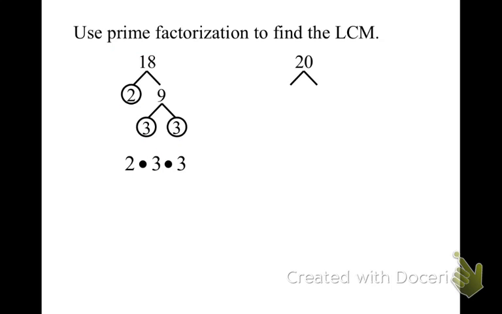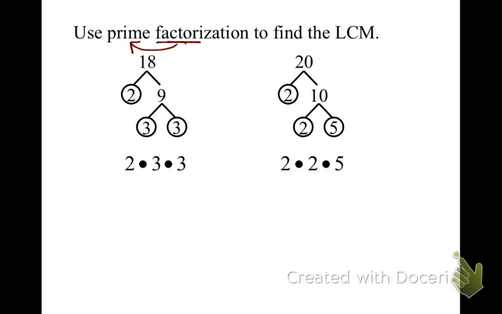Now we work on 20. So when I think of 20, I think of 2 and 10 first. So 2 is my prime. Let's see, 10 I can break apart into 2 and 5. 2 and 5 also happen to be prime, so go and circle them. So then I'm going to list my primes. Remember, prime factorization. We are factoring, and we should end up only with prime numbers. So that's where my 2 comes from, my other 2, and my 5.